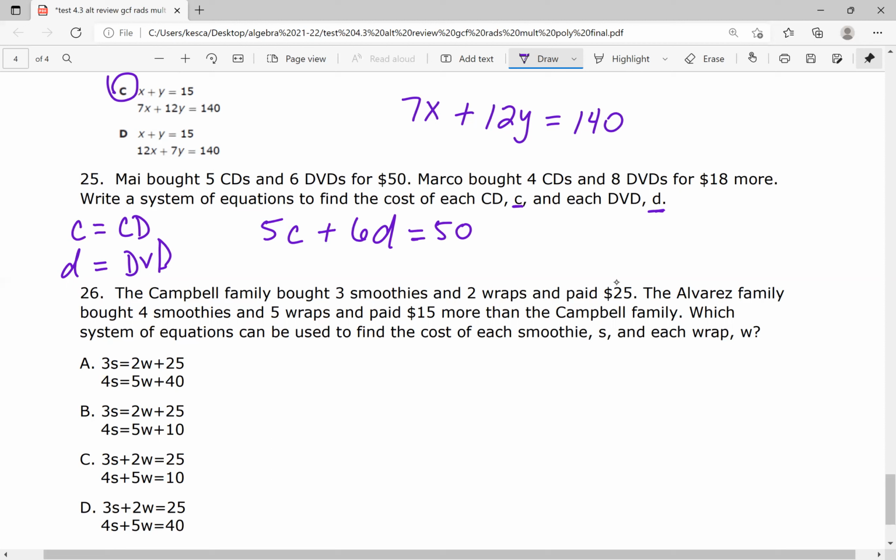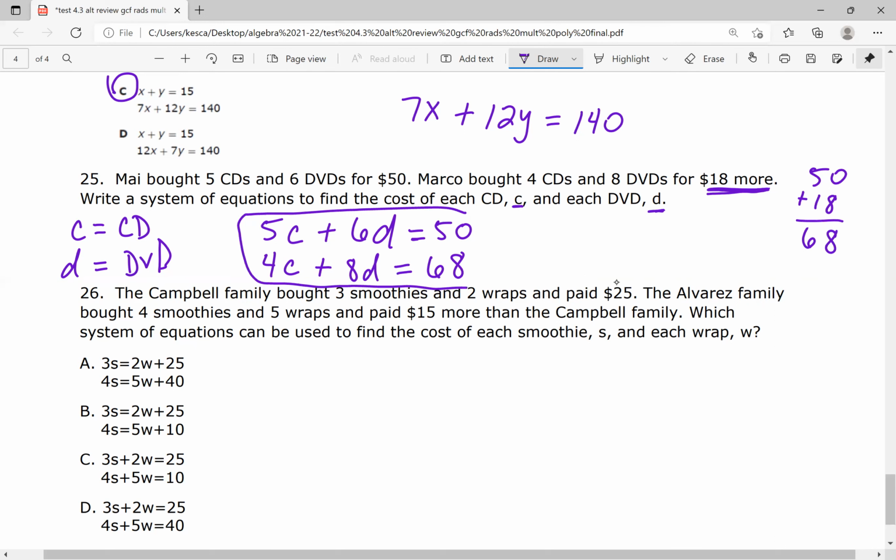Now we've got Marco. It says Marco bought 4 CDs. So right there, 4C and 8 DVDs. But he spent $18 more. He did not spend $18. He spent 18 more than what Mai did. So you have to take what Mai spent and add the 18 to it. So he spent 68. And there you go. That would be your system of equations.